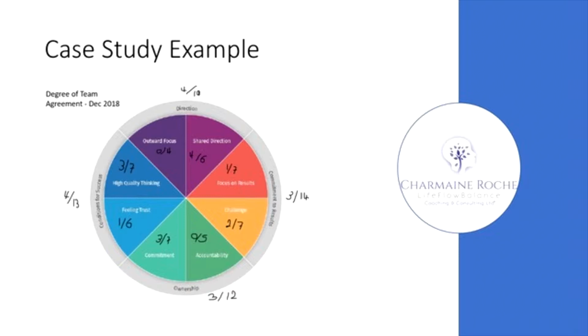And even more interestingly, if you look at the purple and pinky section, that in outward focus they got 0 out of 4, agreement and shared direction 4 out of 6. So this team has got a lot that it needs to talk about in order to come to a common agreement about how it's working as a team and how it wants to work as a team. So this diagnostic tool gives you a sense of the specific areas in which this team needs to work together to come up with a collective sense of what the priorities are for improvement.